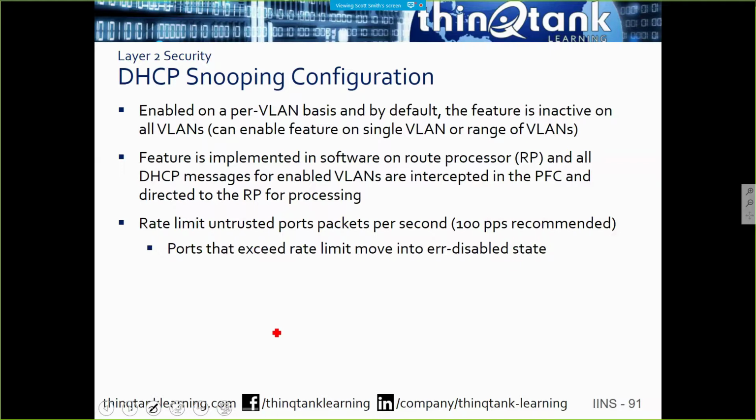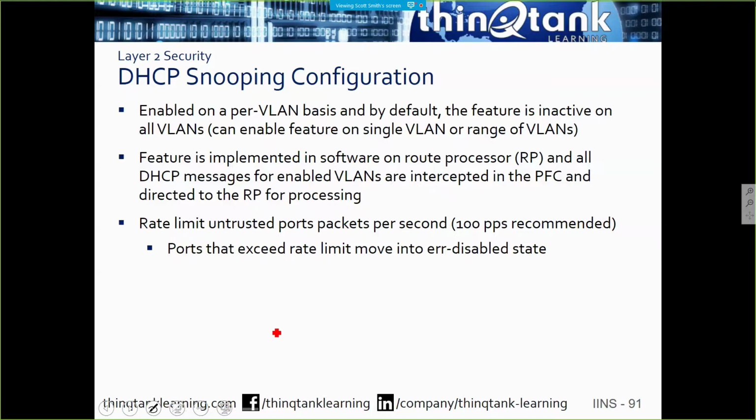DHCP snooping is enabled on a per VLAN basis. By default, the feature is not active on any VLAN. You can enable this on a single VLAN, or you can enable it across multiple VLANs. It's enabled in the route processor, so all of my DHCP messages for the VLAN are intercepted by the PFC and then directed to the route processor for processing.